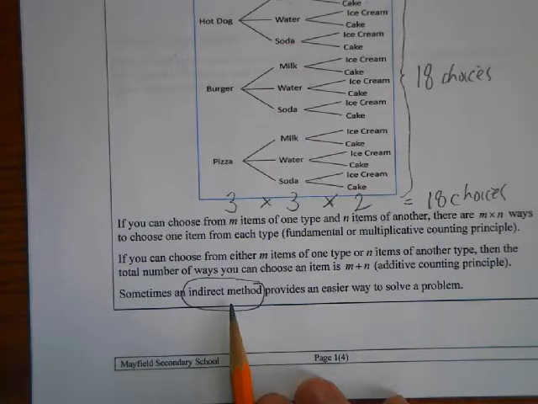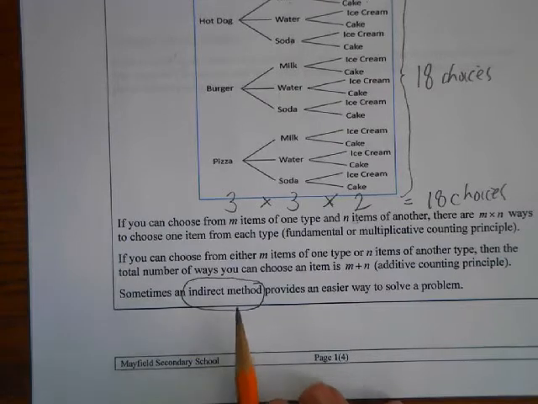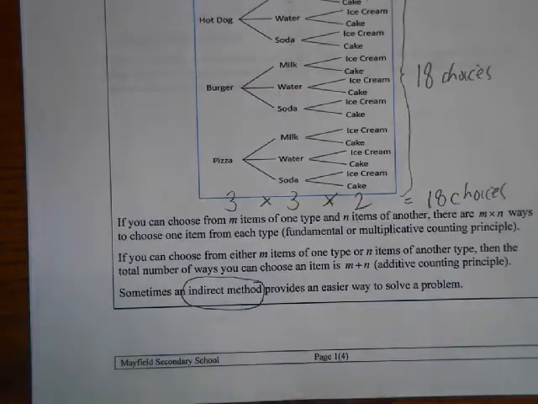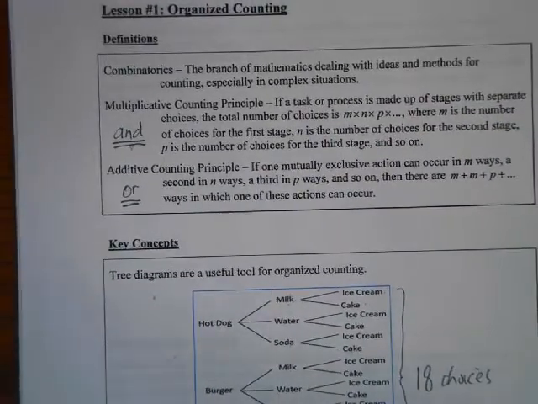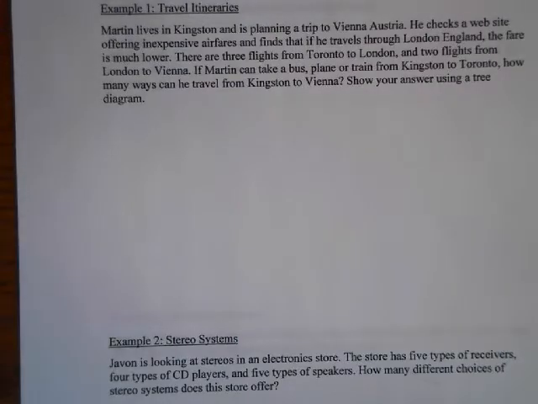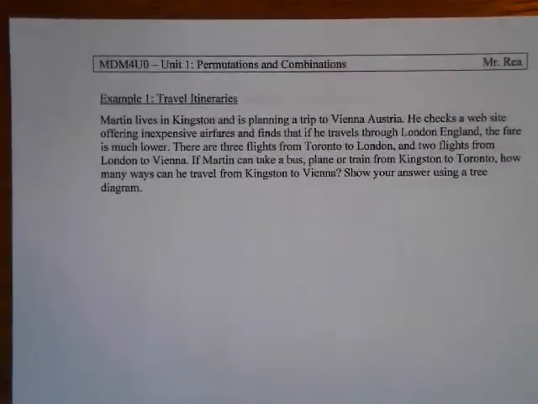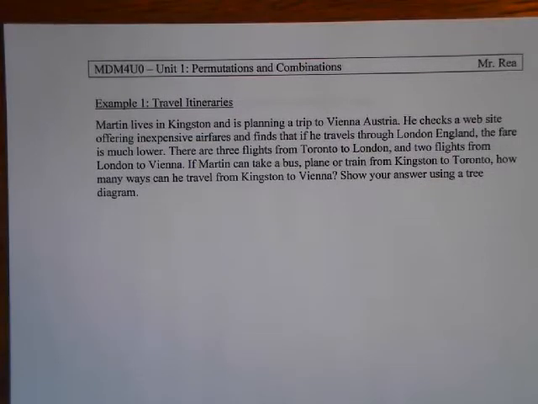Subtract the number of ways of not doing it from the total ways, and the difference will be the number of ways of doing that thing. Sometimes it's much easier to do it this way, so keep that in the back of your mind. Once we get into the other units, you'll see the indirect method is a very good tool to use in terms of helping speed up getting your answer.